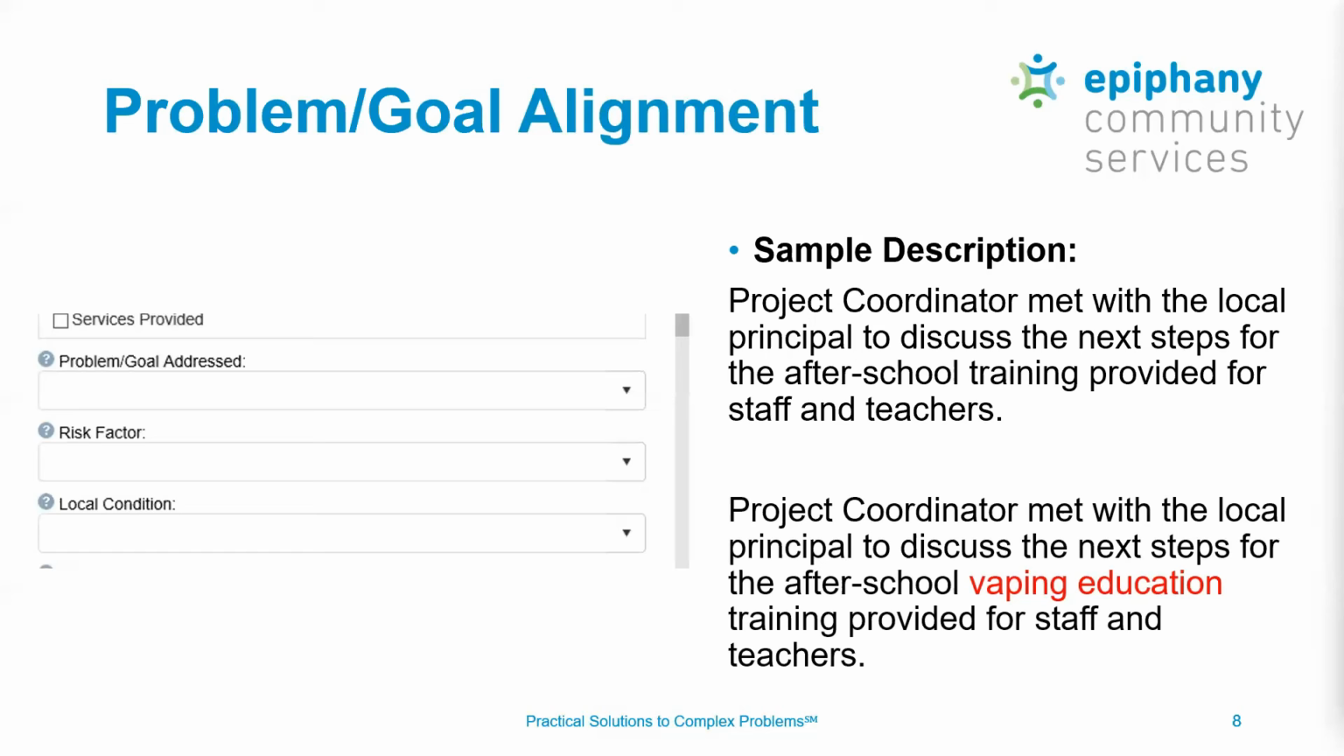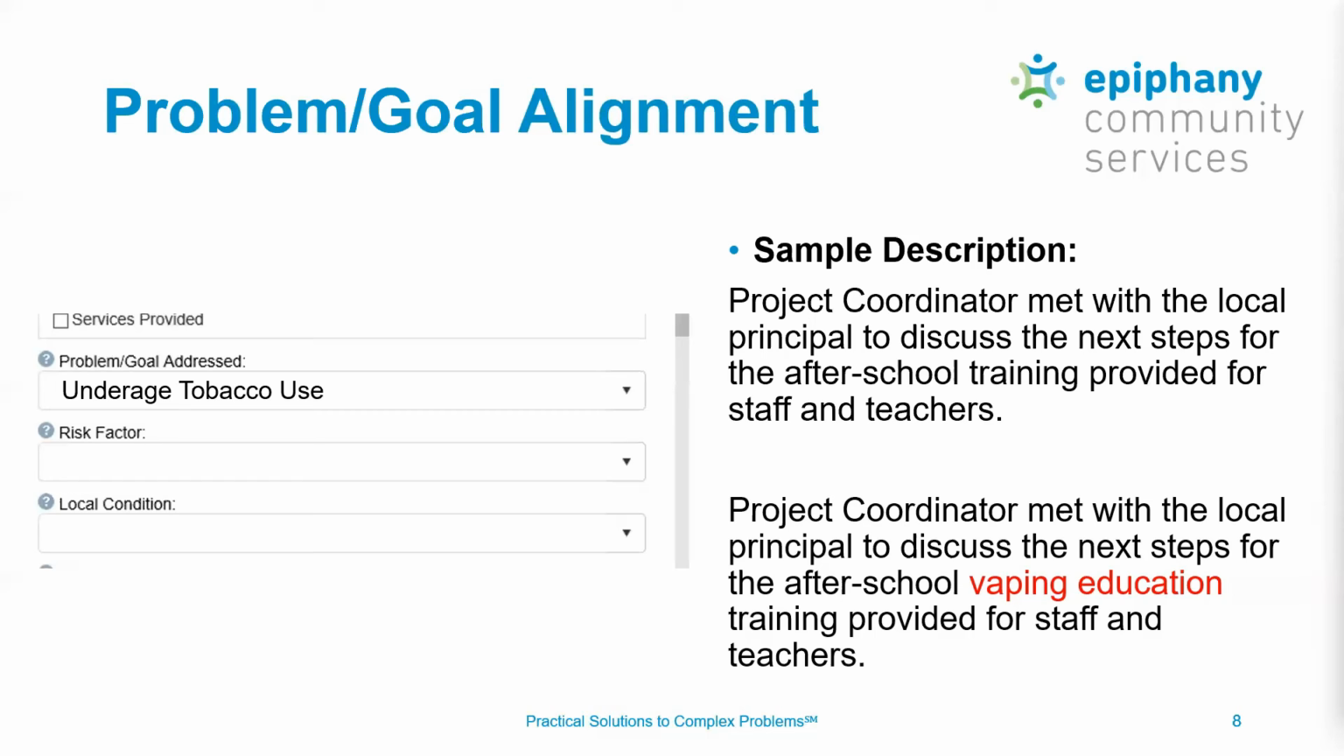Project coordinator met with the local principal to discuss the next steps for the after-school vaping education training provided for staff and teachers. So by simply adding the word vaping to our description here, it lets us know, all right, this client was correct. They put it under underage tobacco use, and it's a good entry. And then we go about checking the rest of the alignment and the rest of the entry.